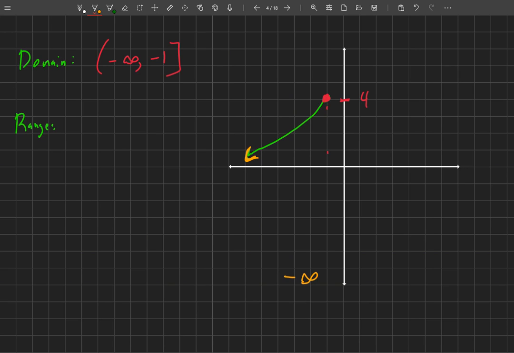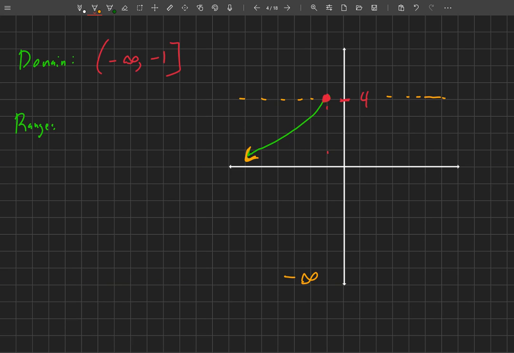What is the furthest point up it goes? Well, it doesn't go any higher than this 4. Nothing above this spot right here. It doesn't keep going. So the furthest point up is 4. So that's my range.